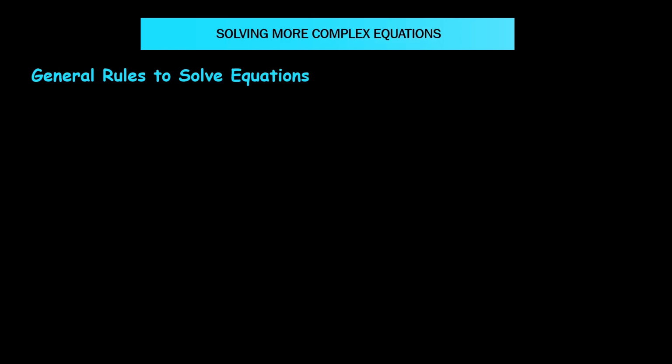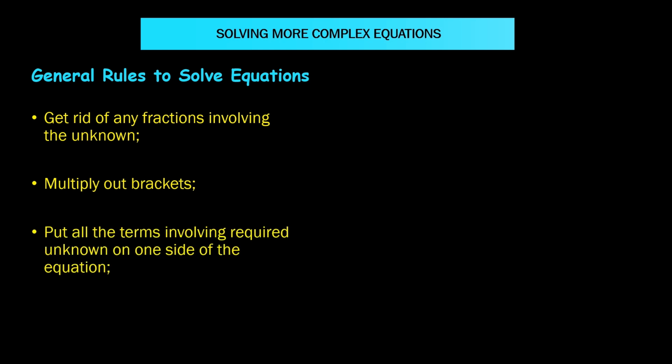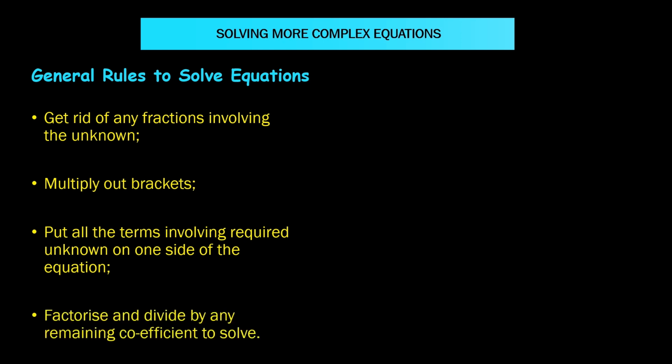Now let's take a look at a few general rules to solve equations. Firstly, we need to get rid of any fractions involving the unknown. Then multiply out the brackets, and then put all the terms involving the required unknown on one side of the equation. And finally, factorize and divide by any remaining coefficient to solve. Let's take a look at an example.